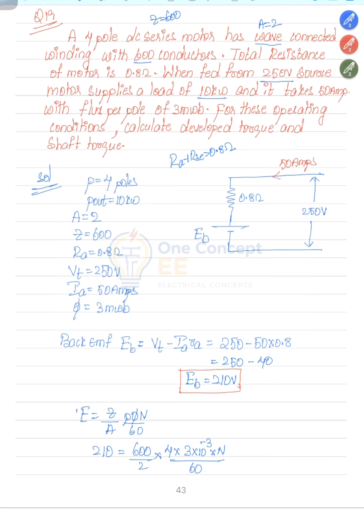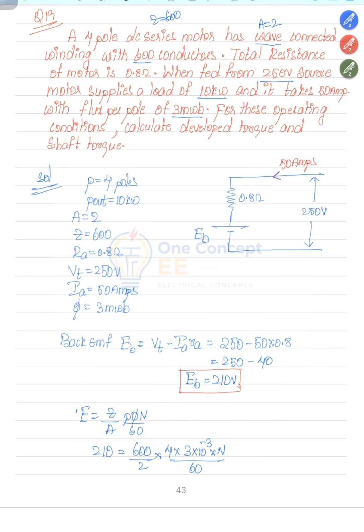Here the motor supplying a load of 10 kilowatt means it is the power in the shaft, meaning P shaft is 10 kilowatt. It takes 50 amps current from the terminal voltage, meaning the load current will be 50 amps, and the flux per pole is 3 milliweber. They are asking to find the developed torque and shaft torque.